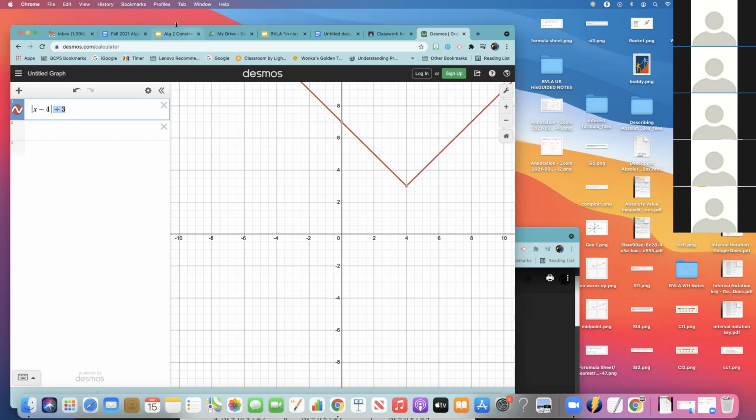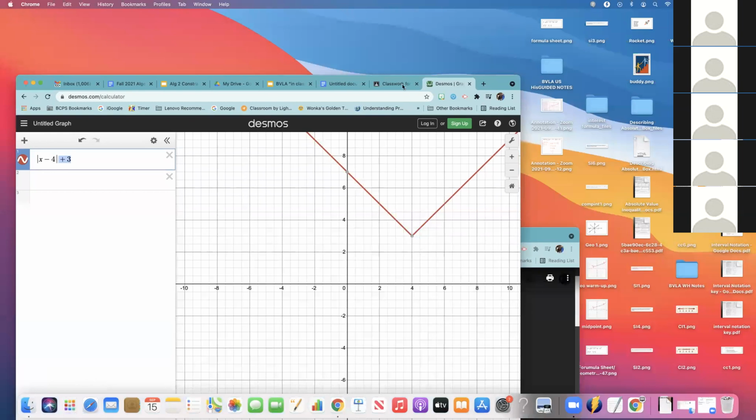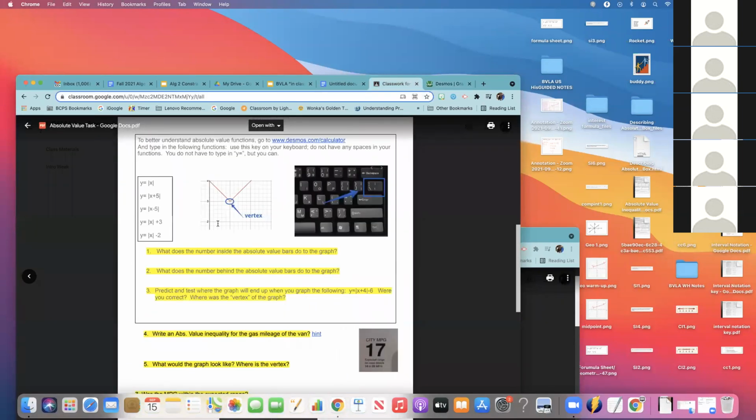All right. In the task, it's going to have you guys do that very thing right here. And so it says, what does the number inside the absolute value bars do to the graph? That's right here. That's like the y +5, the second one. Okay, tell me what that does. And, you know, make a prediction, and you can type it in to check your prediction, but make a prediction if you're given an equation. And we're going to go back, and next week, we're going to graph absolute value bars, but this is a great introduction to graphing these. Okay.